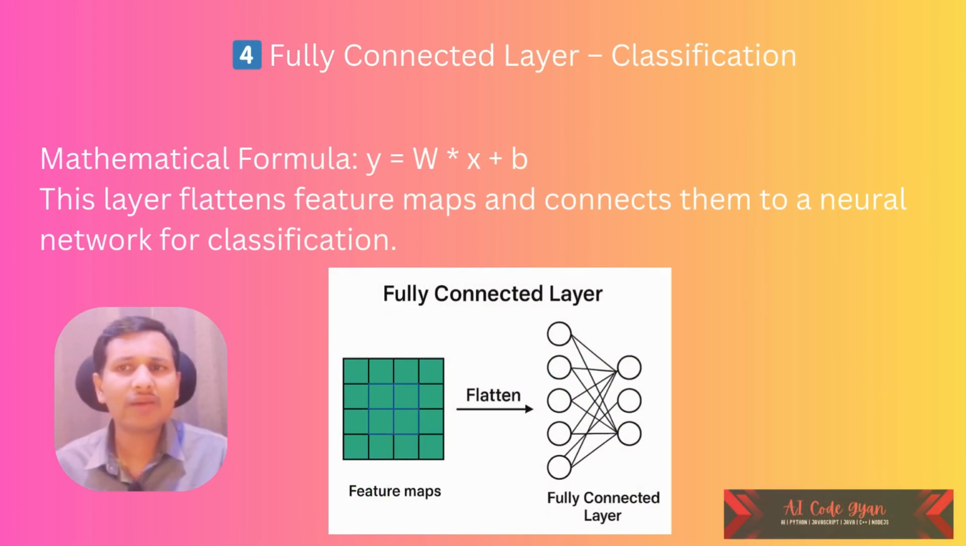Now we have the fourth step, the fully connected layer, which is similar to other neural networks. Here we have weights and biases to process the feature maps. This will flatten the feature map.